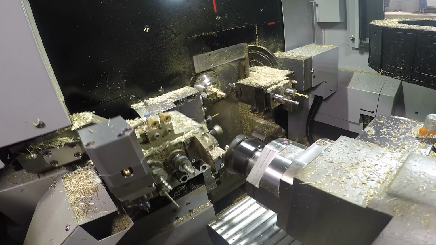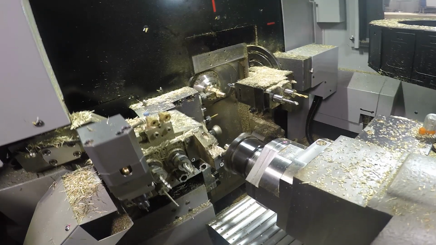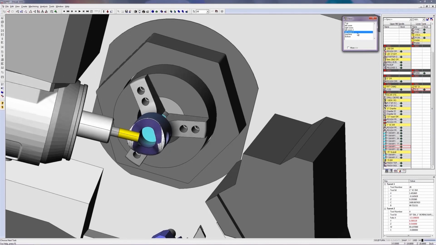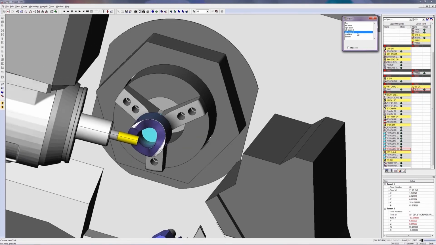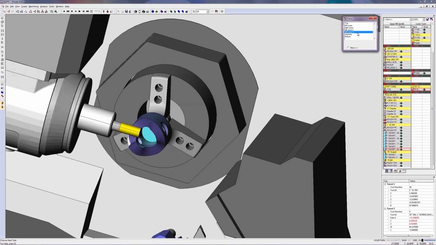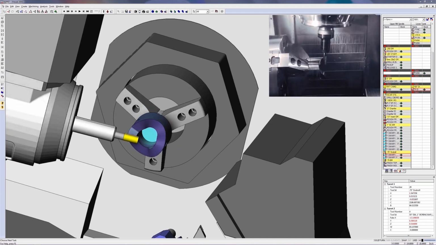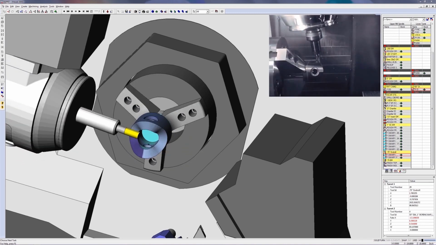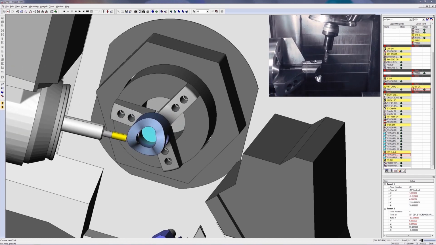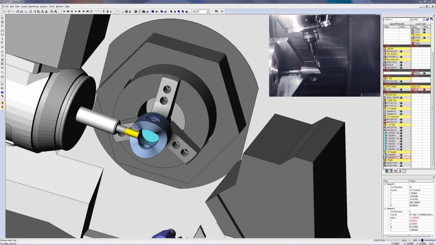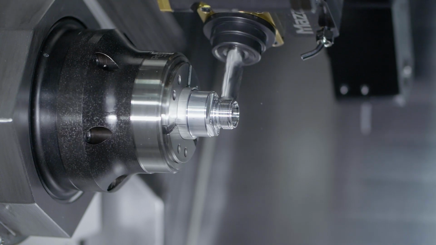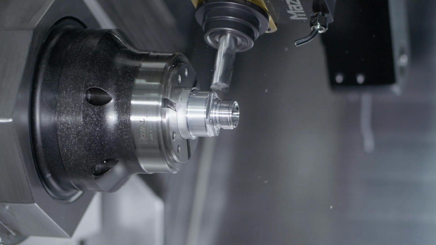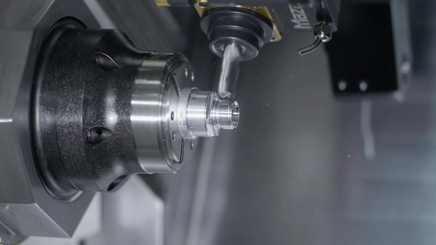ESPRITCAM software supports programming for Millturn machines, Swiss-style CNC lathes, milling centers, turning centers, wire EDM machines, and it supports automation for these machines. Get the most out of your machines. Get the most out of your automation. Get the most out of your programmers. Get ESPRIT. ESPRIT makes the most out of these machines. ESPRIT makes the most ROI for Millturn machines.